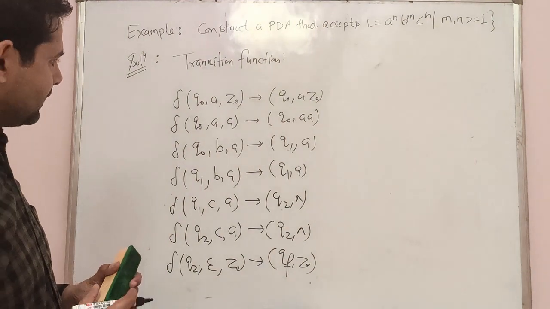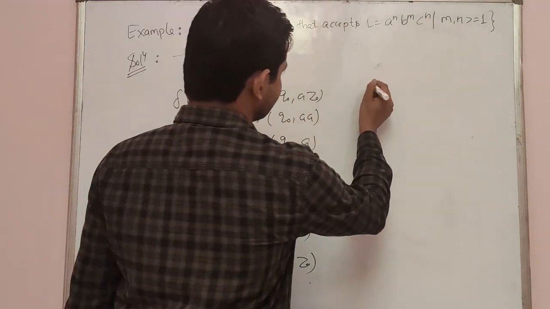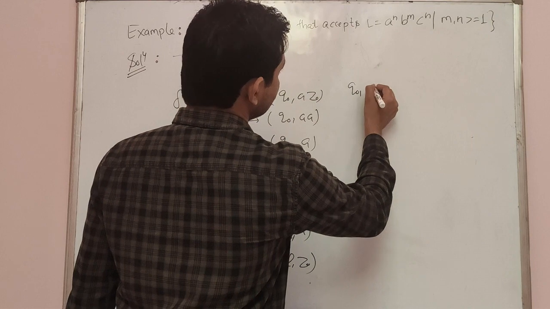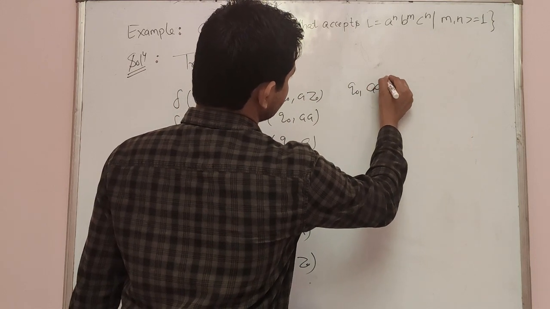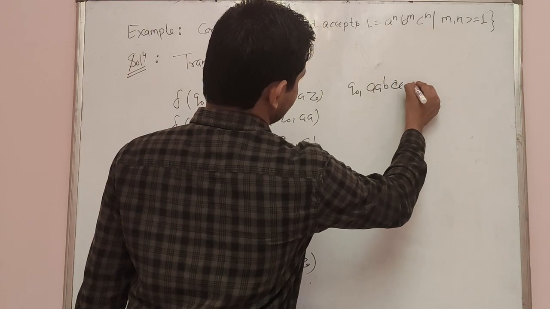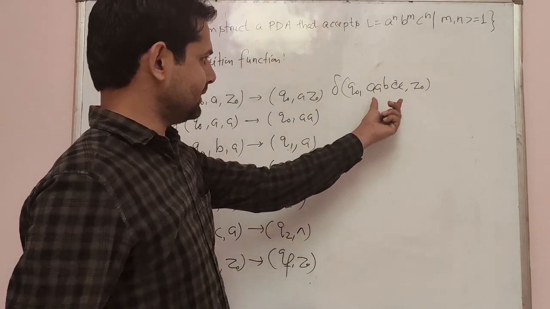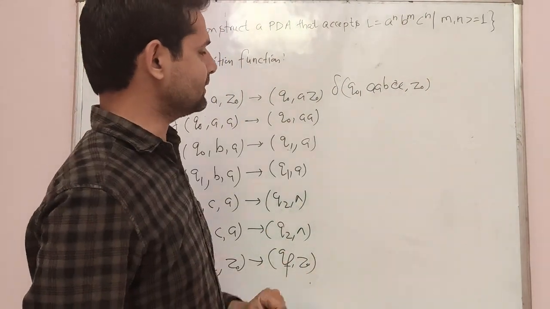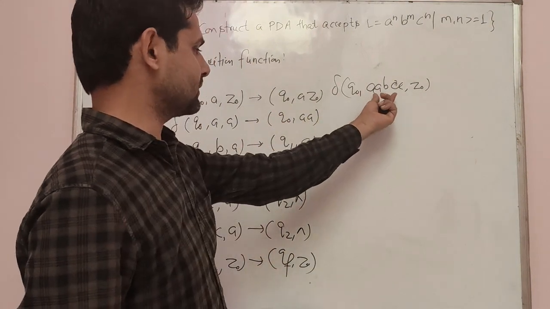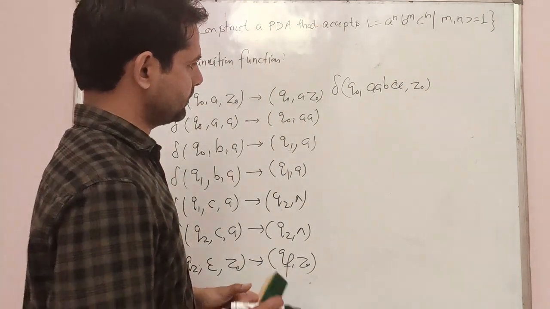So that will be the transition functions for this problem, right? Now we can consider any string and check the transitions. So we are considering the string double A, B, then double C, right? We are just checking whether this string is accepted by this transition function or not.